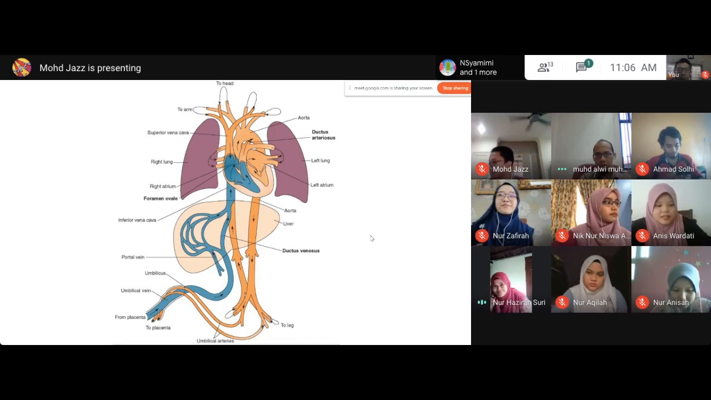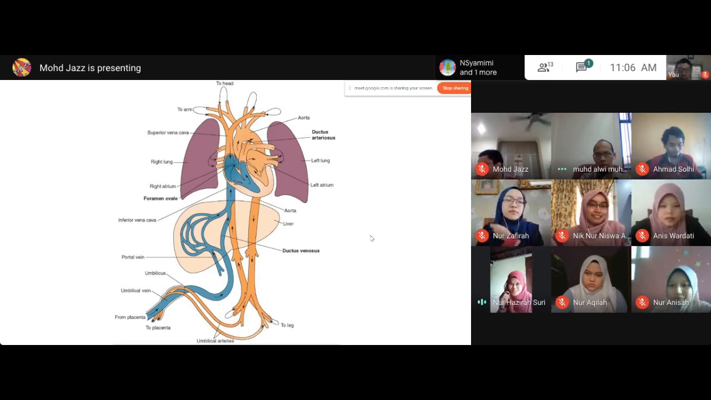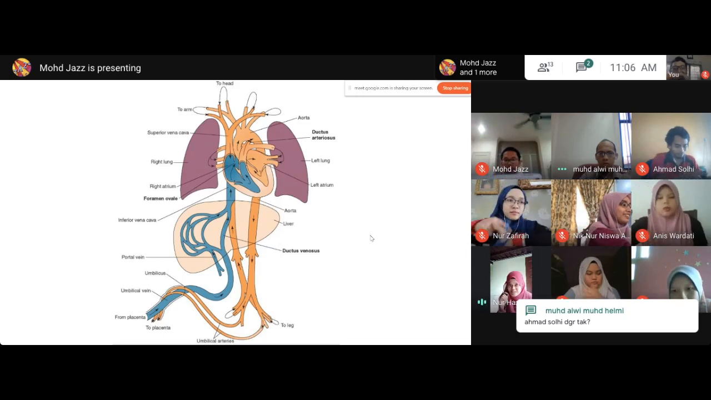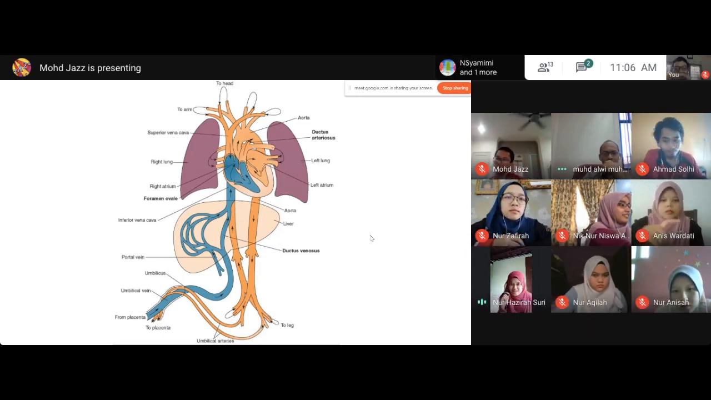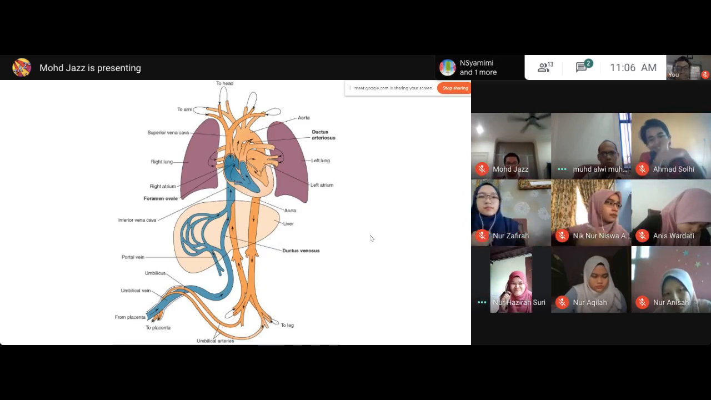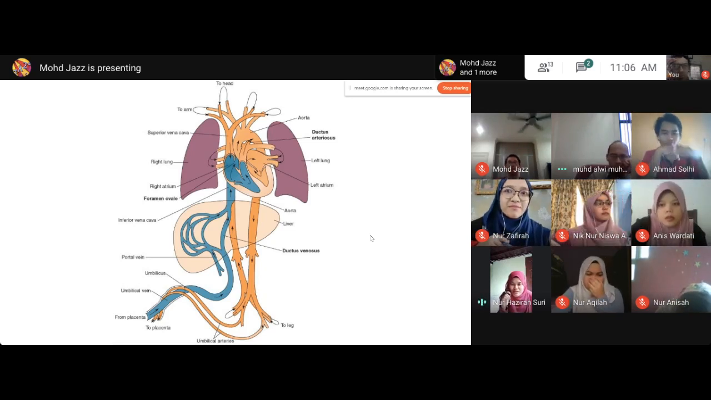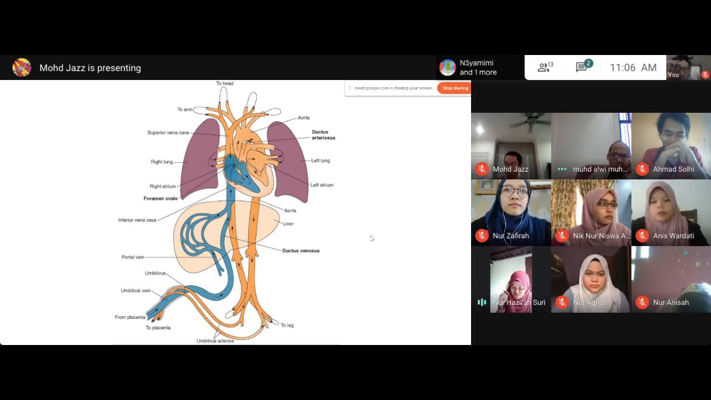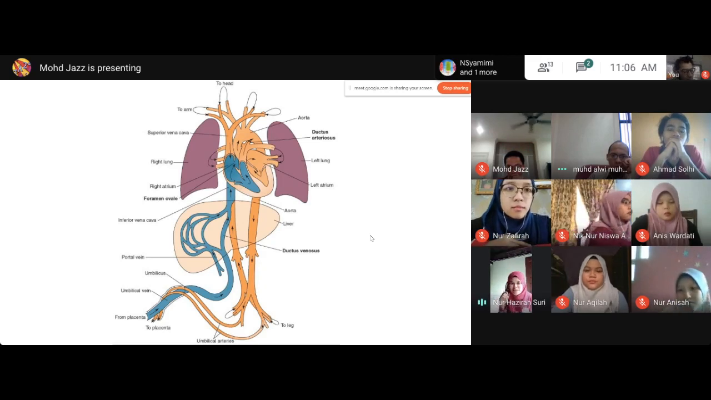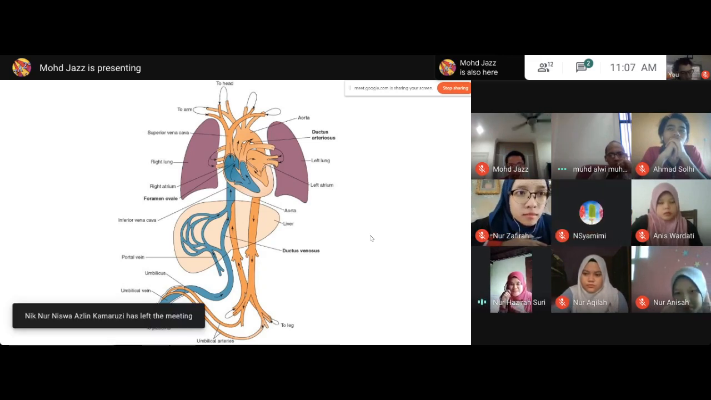Okay, I'll start from the beginning again. Bismillahirrahmanirrahim. Assalamualaikum warahmatullahi wabarakatuh. So today I'll present about the fetal circulation. First, we have to know about the differences between the fetal circulation and also the newborn or adult circulation. So in the fetus, instead of the lungs, the placenta plays the role for the gas exchange and also for the nutrients to the fetus.